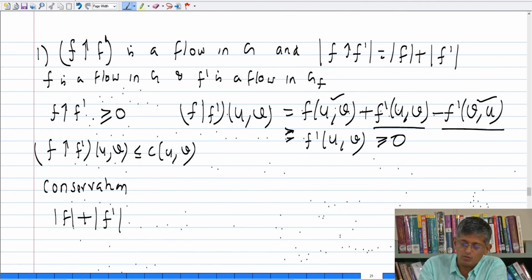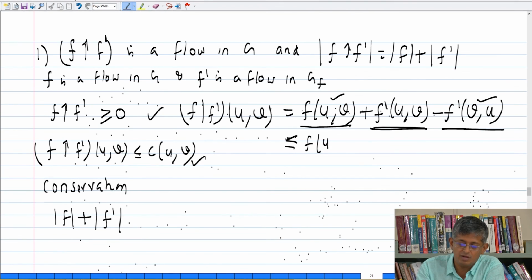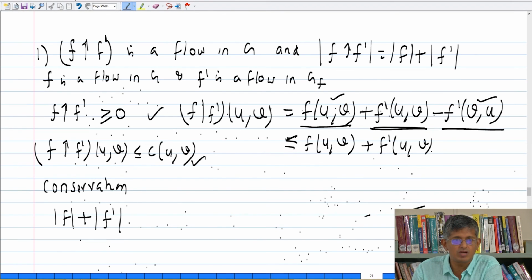So by using the same inequality, let us just check. The positivity is taken care of. Let's check that you don't violate the capacity. What do you know? You know that this term was not violating capacity. This is actually the residual capacity, F prime of U comma V. So because of the positivity of this, this is less than or equal to F of U comma V plus F prime of U comma V. But what is F prime of U comma V?